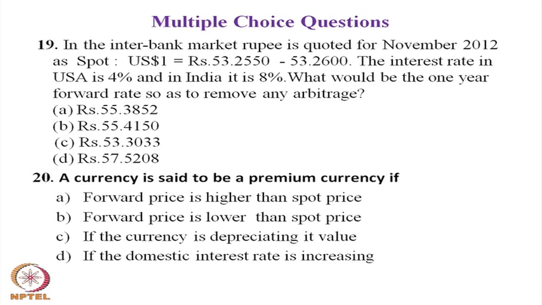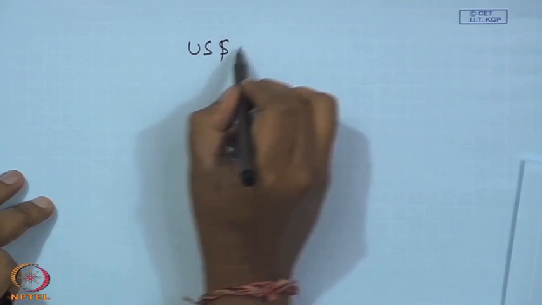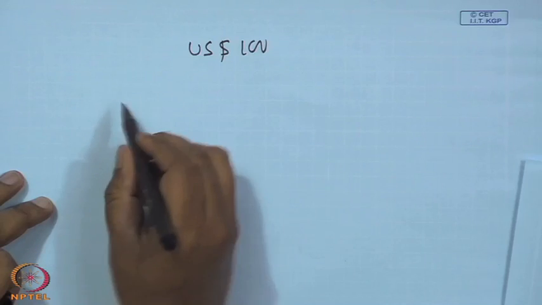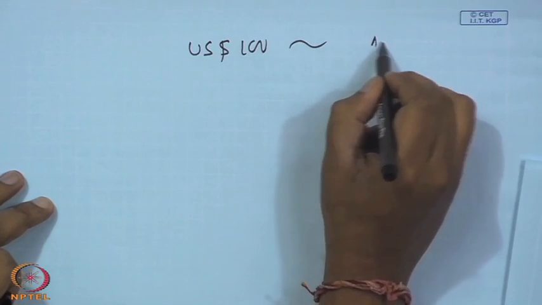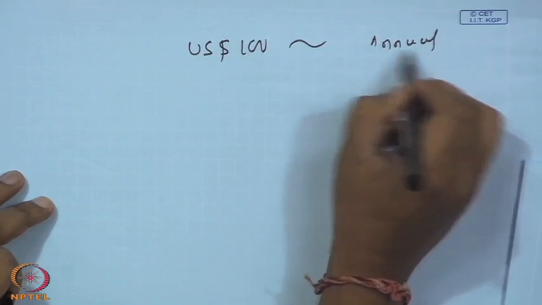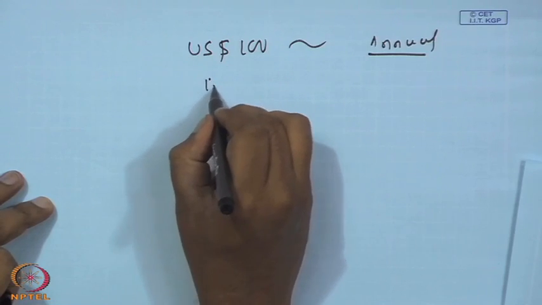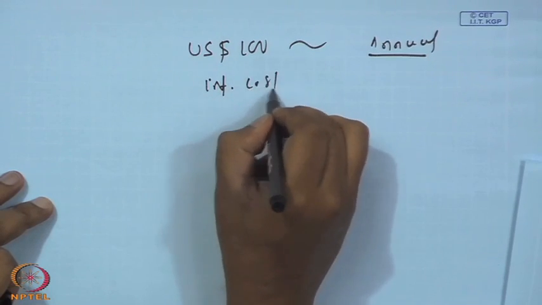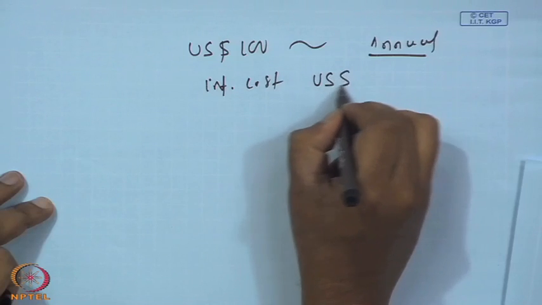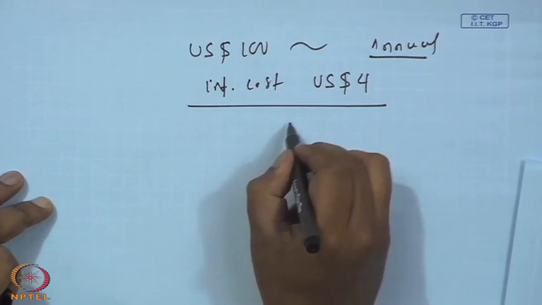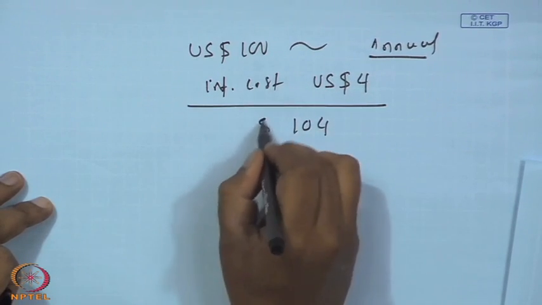So, how do we calculate? Suppose you borrow US $100. You have to pay interest at the US rate of 4%, so the interest cost will be $4. Annually you are paying $104.